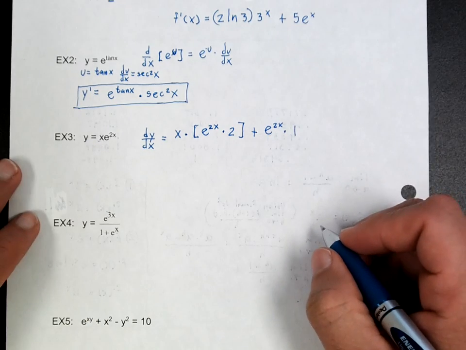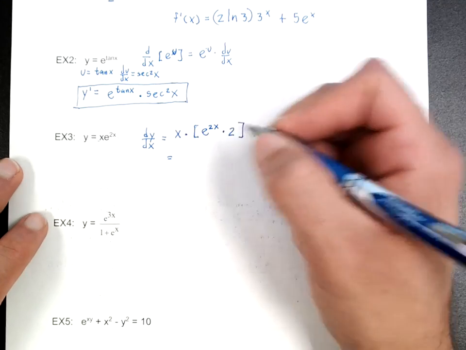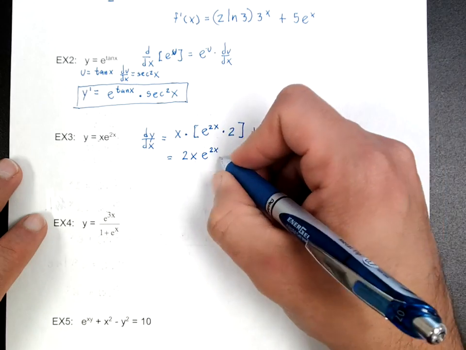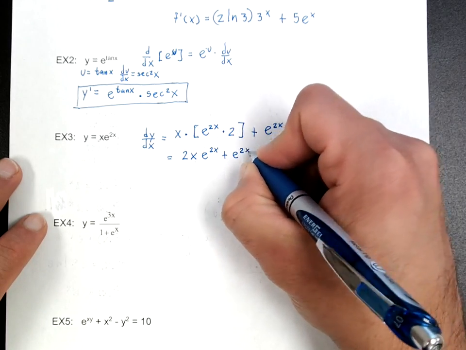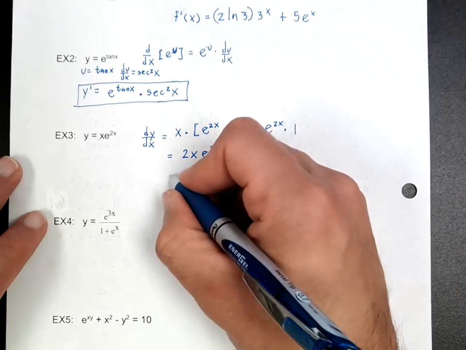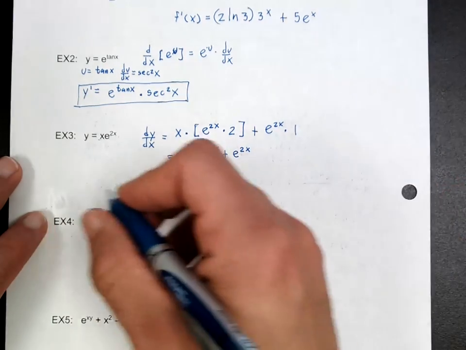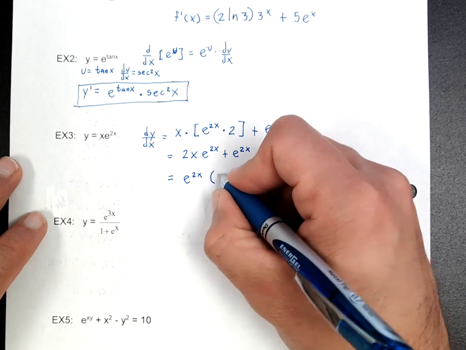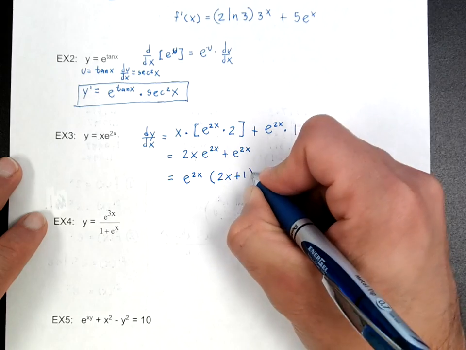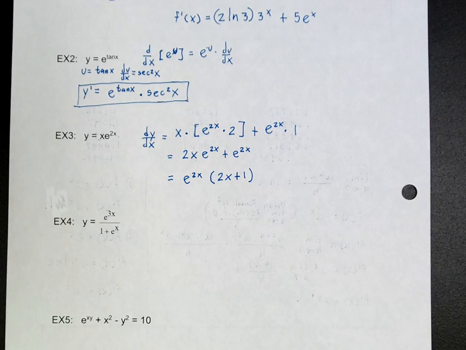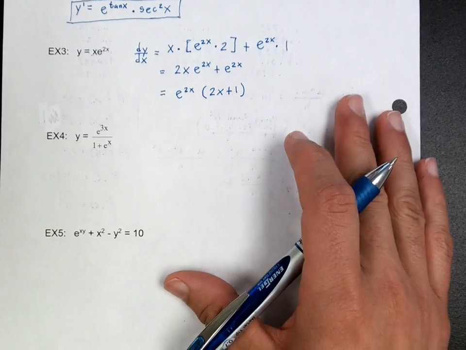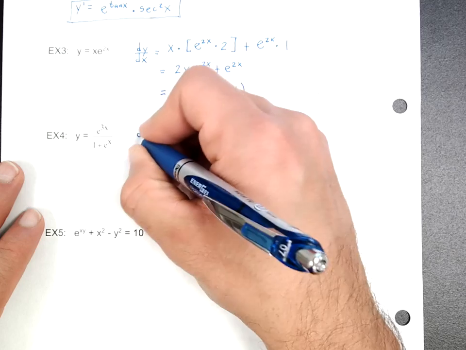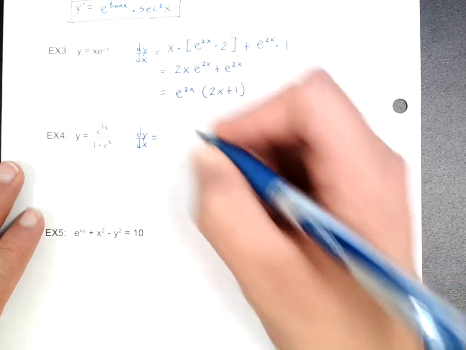All right, so now just to simplify this, this would be 2x e to the 2x plus e to the 2x. All right, and potentially if you see something like this in a multiple choice, I could potentially factor out the e to the 2x. You don't necessarily have to do that. But if it's a multiple choice question, this could be one of the answers. All right, so that's that. In example 4, if you look at it, now we have a function divided by a function. So that means that we're going to have to do the quotient rule.